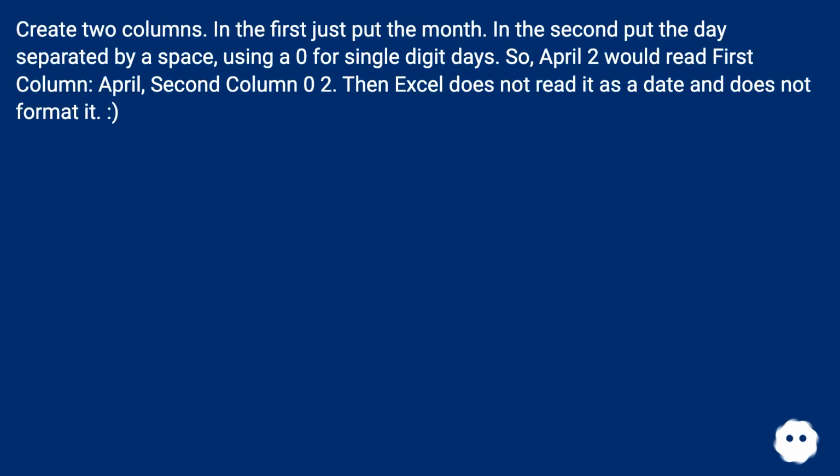Create 2 columns. In the first, just put the month. In the second, put the day, using a 0 for single-digit days. So, 2nd April would read: first column, April; second column, 02. Then Excel does not read it as a date and does not format it. Happy smiley.